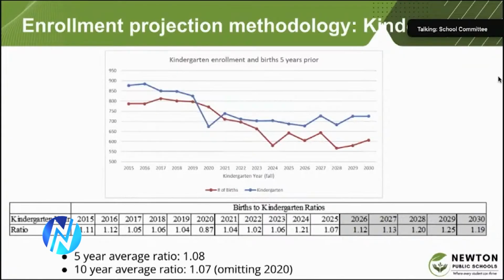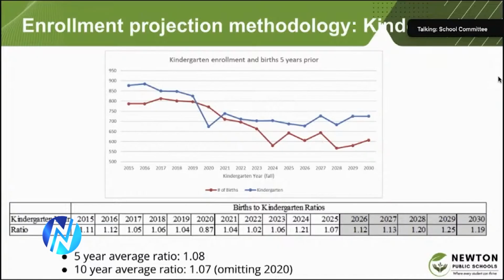So the graph here and the table give you more information about what this birth to kindergarten ratio looks like. The graph at the top is looking at the number of students who enrolled in kindergarten in the fall of each year on the blue line. And then the red line is looking at the number of births to Newton residents 5 years prior. So you can see typically we have more students enrolling in kindergarten than were born 5 years prior, as I mentioned before. The exception in this graph is the fall of 2020, where we had fewer students enrolled than were born 5 years prior, which we believe is an impact of COVID.